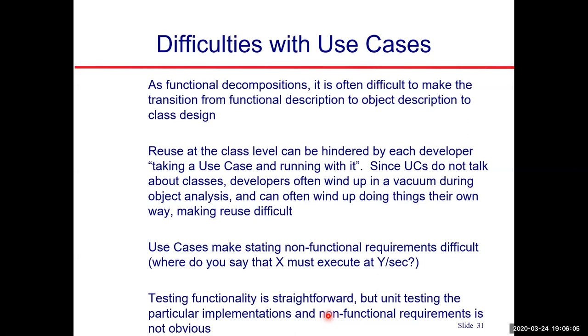And use case makes stating non-functional requirements difficult. ما بتعطيك non-functional requirements مثل لما تقول انه انا بدي انفذ هذا البرنامج خلال 20 seconds او بدي هذا الريسبونس يكون very fast تقريبا يكون 0.5 second. ما بتحدد ما بتبين في اليوز كيس. Testing functionality is straightforward, but until testing the particular implementation and non-functional requirement is not obvious. وبالتالي in non-functional requirements ما بتبين إلا بعد ما تعمل implementation للنظام.